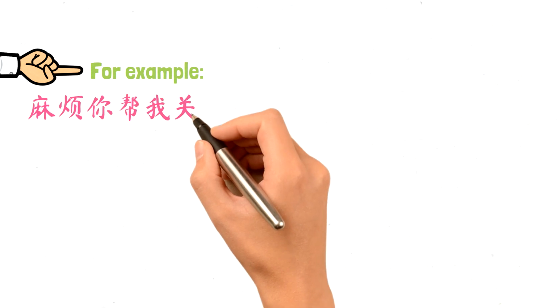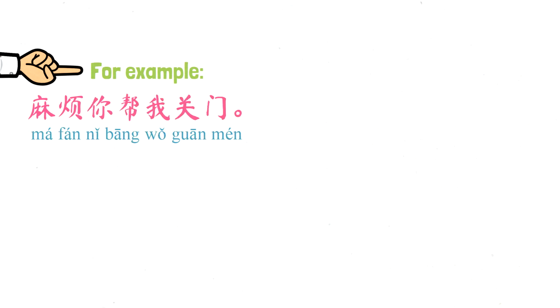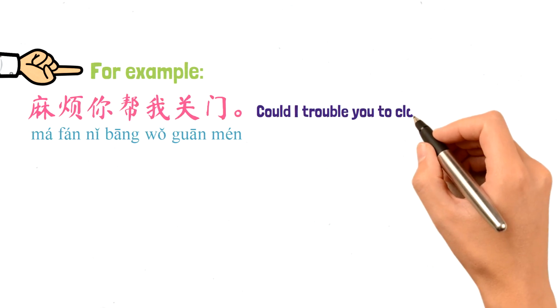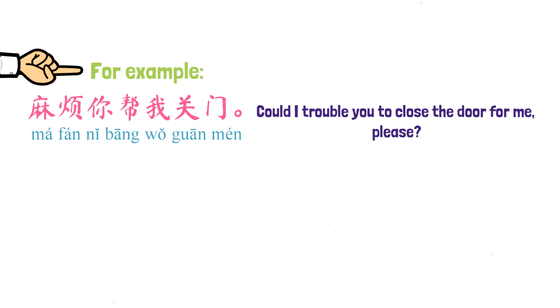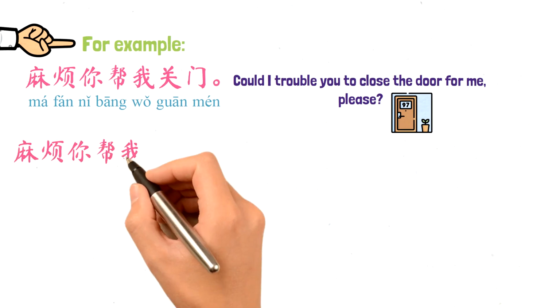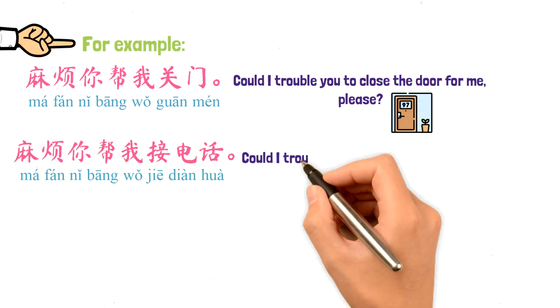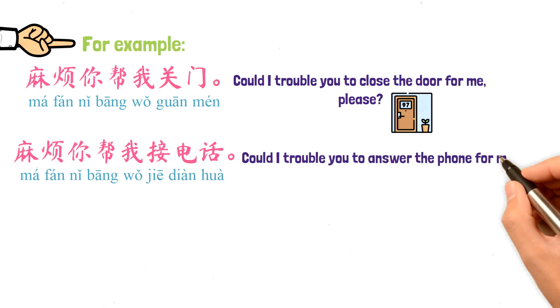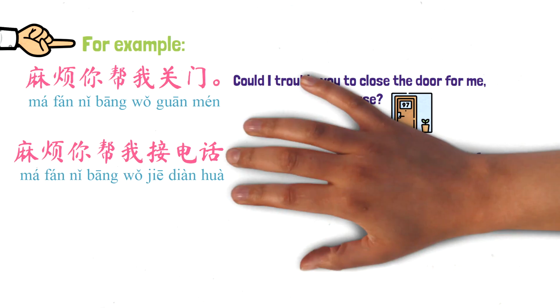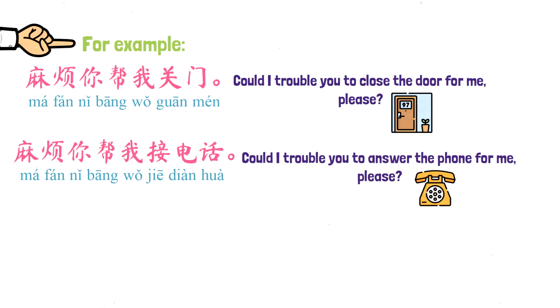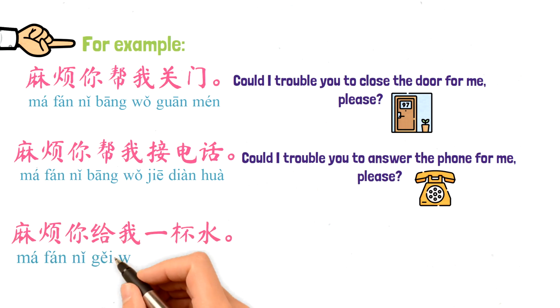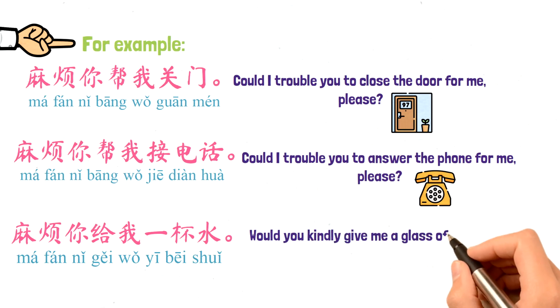麻烦你帮我关门 Could I trouble you to close the door for me, please? 麻烦你帮我接电话 Could I trouble you to answer the phone for me, please? 麻烦你给我一杯水 Would you kindly give me a glass of water?